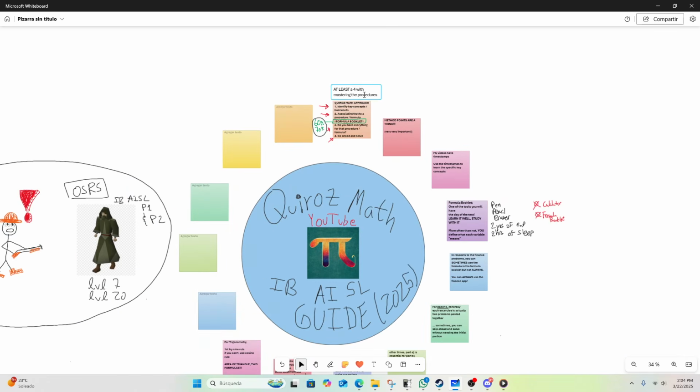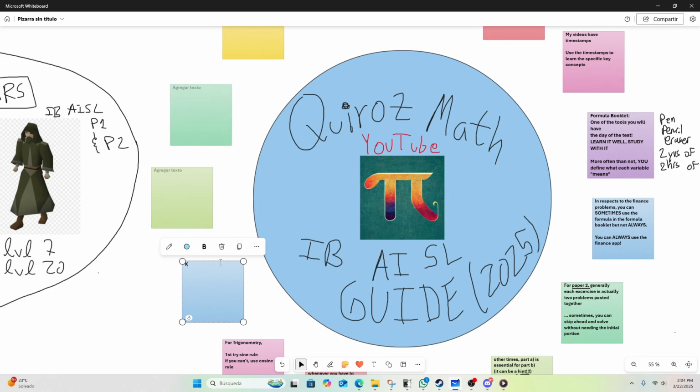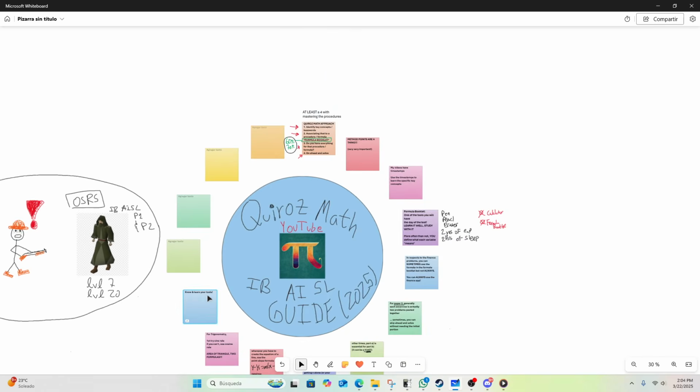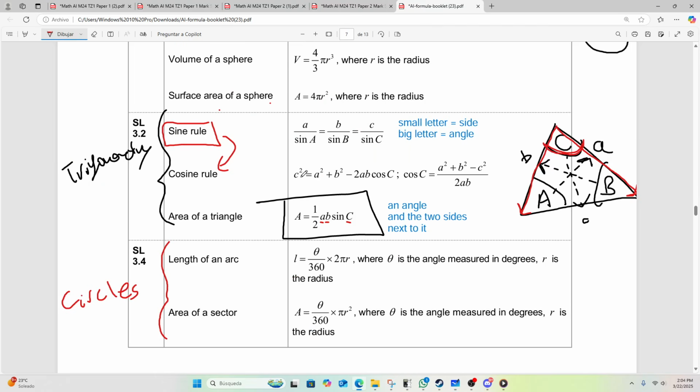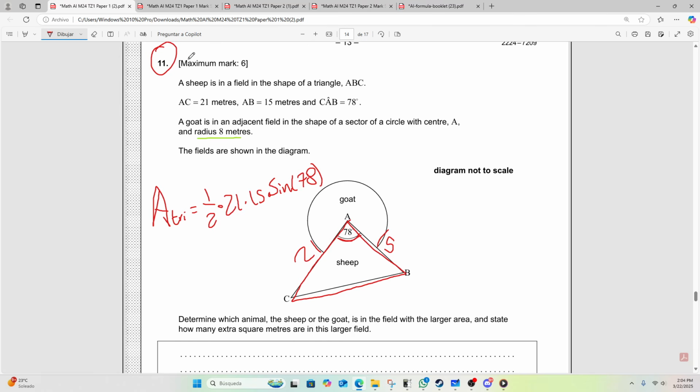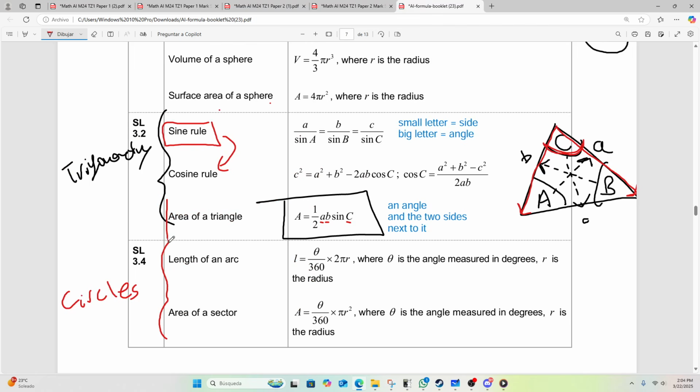The big idea here is know and learn your tools. That is why I push so much for studying with the formula booklet. Almost all of your tools are in there. I'm not even kidding. And so this exercise, number 11, you cannot solve it if you don't know that this formula exists. I'm not even kidding. There's a couple more examples like that. But my main idea, study with the formula booklet. It has a lot more procedures and formulas than what you think. Learn the key concepts, learn the key buzzwords to reach these formulas, to reach the correct methods.